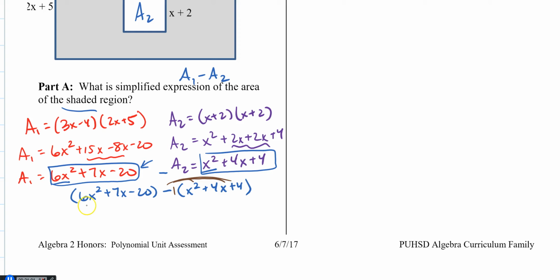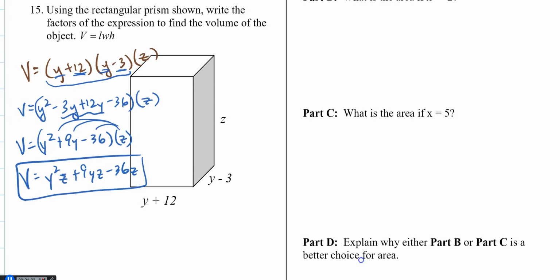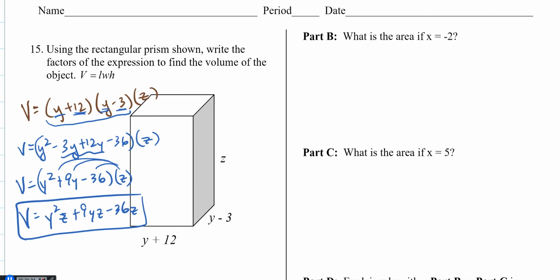So I'm going to kind of do that part in my head. 6x squared minus 1x squared is 5x squared. 7x minus 4x is plus 3x. And then this is the tricky one, the one that we would probably make a mistake on if we aren't being careful. Negative 20 minus a 4 gives us negative 24. And we're almost there.